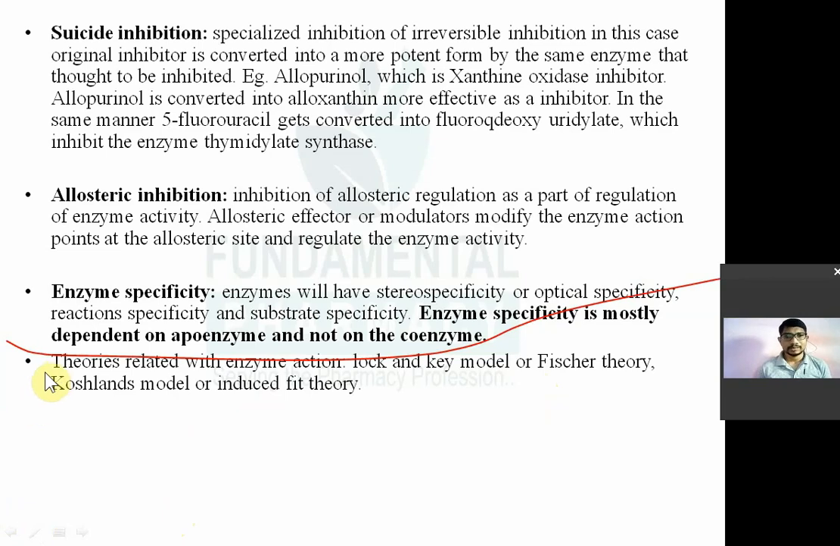Now there are theories related to enzyme action. How enzyme will act on a substrate in an enzyme catalyzed reaction. उसके theories हैं. First one is known as a lock and key model. It is also known as a Fisher theory. And second one is known as a Koshland model or induced fit theory.